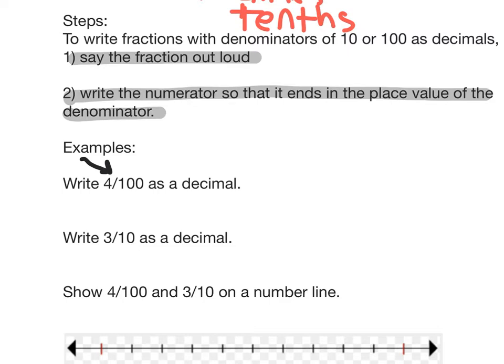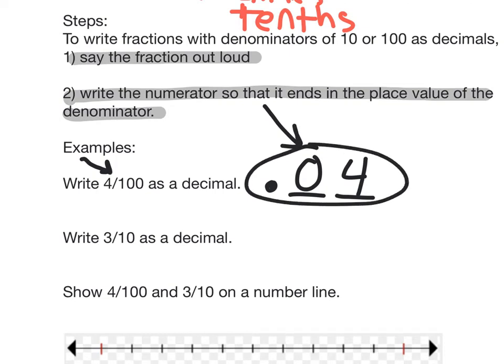Write 4/100ths as a decimal. So I'm going to say the fraction out loud, 4/100ths. Now I'm going to write the 4 in the hundredths place. I need to end the 4 in the hundredths. I know that the hundredths is the pennies place, so that's the dimes, that would be the pennies. The 4 has to be here. If there's a blank spot, I have to fill in with a 0. So 4/100ths is written with 4 in the hundredths place. That's how you do it.